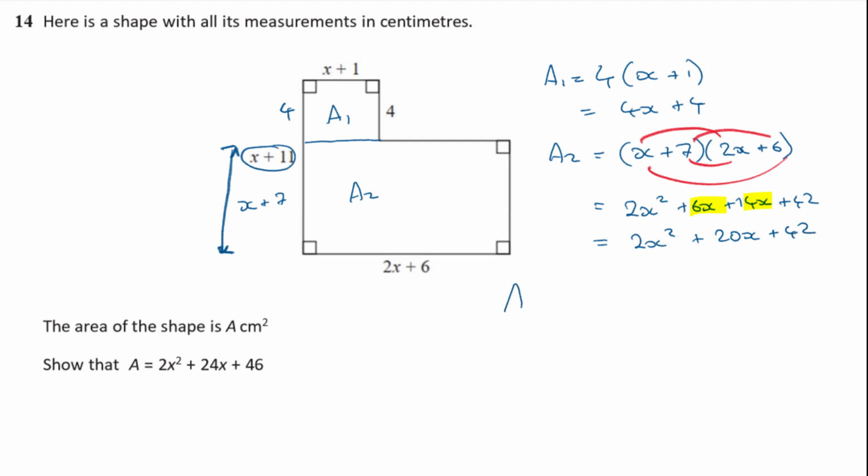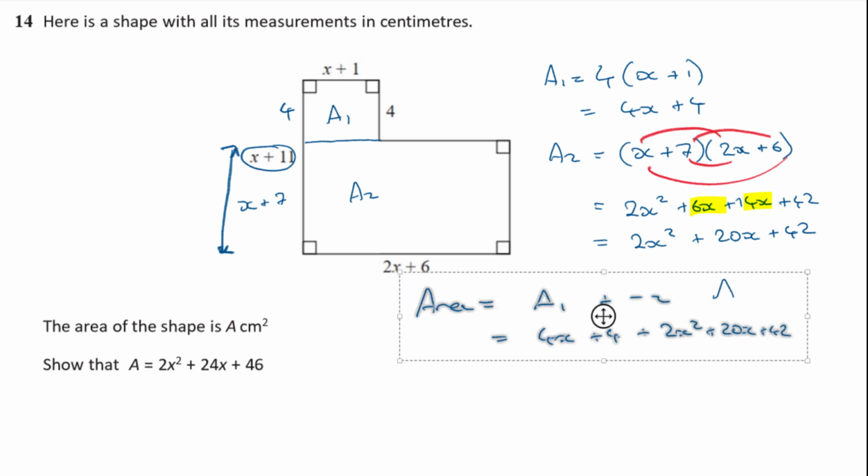So then the total area is going to be A1 plus A2, which is my 4x plus 4 plus my 2x squared plus 20x plus 42. Let me just shimmy that over a little bit because I think I've fallen off the edge. There we go, that's a bit better. Except half of my thing didn't move with it, so let's just write that bit out again. So A1 plus A2 equals 4x plus 4 plus 2x squared plus 20x plus 42.